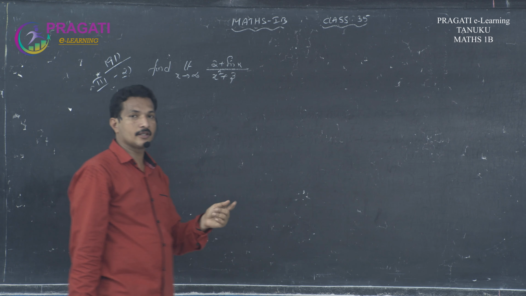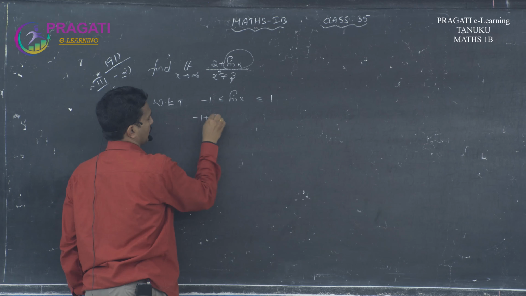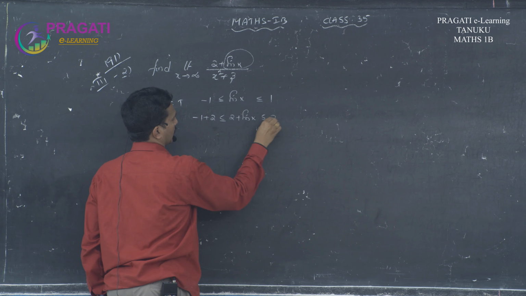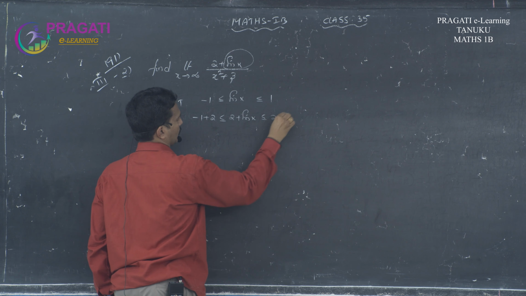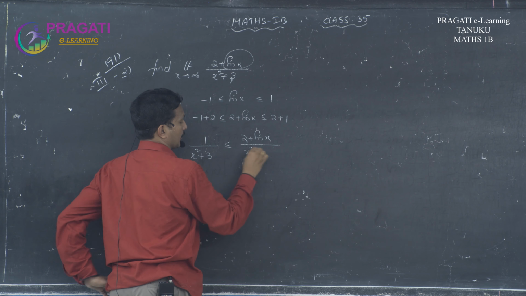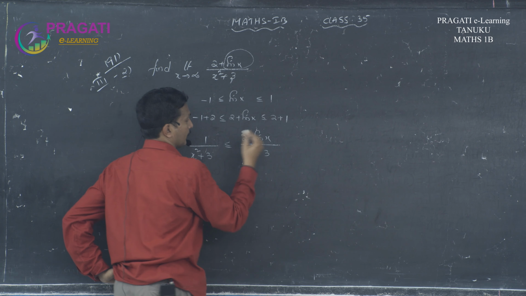Okay, here the numerator is 2 plus sin x. So adding 2: minus 1 plus 2 less than or equal to 2 plus sin x less than or equal to 2 plus 1. And dividing with x square plus 3: minus 1 plus 2 means 1 by x square plus 3 less than or equal to 2 plus sin x by x square plus 3 less than or equal to 2 plus 1, 3 by x square plus 3.